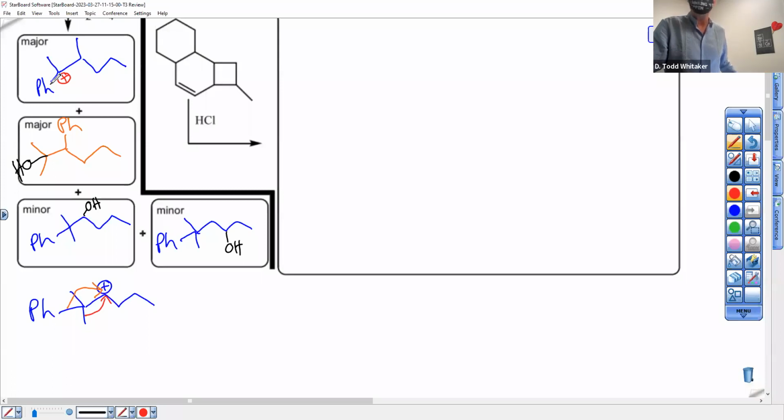I got 2 major boxes. Pick the 2 tertiaries. So what goes there instead of the plus? Don't draw the plus, please. You get no points for it whatsoever. OH, done. The 2 major products have the tertiary carbocations that became alcohols. You don't get points for drawing carbocations here.